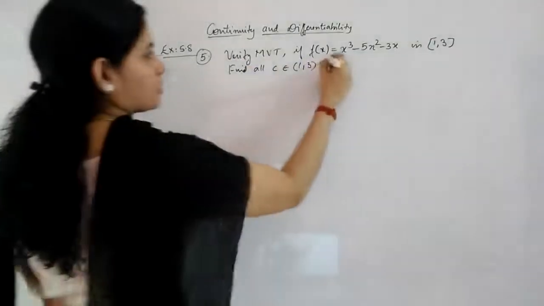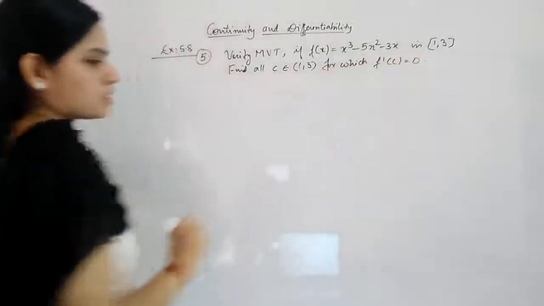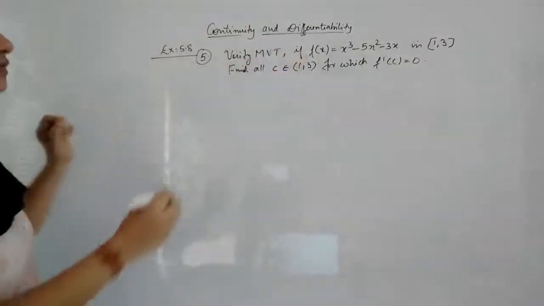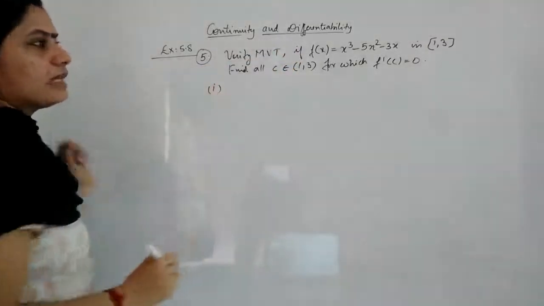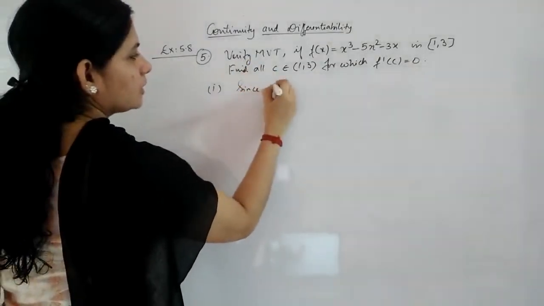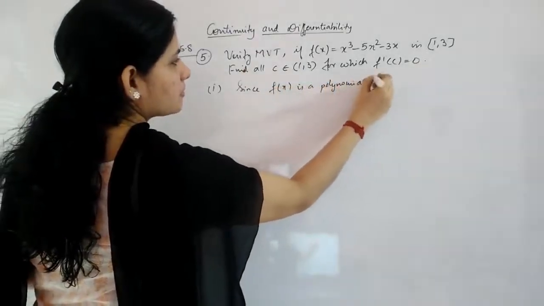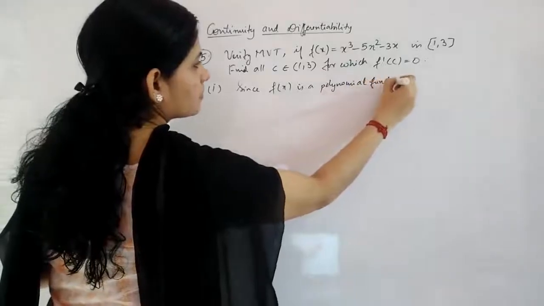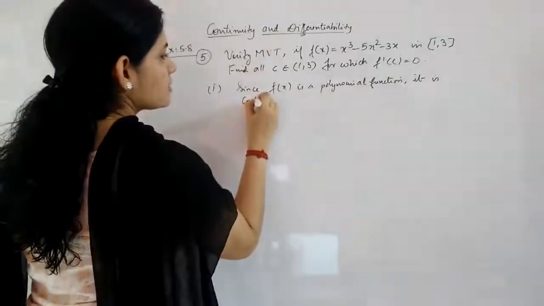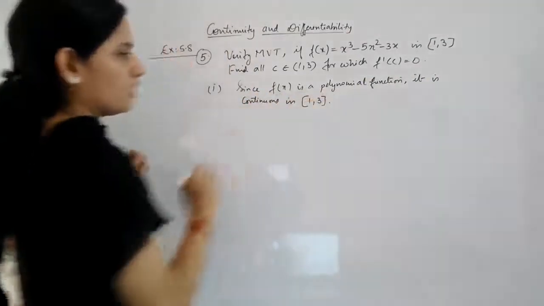for which f dash of c is equal to 0. Okay, so first what we need to do for the function, we have to say first point is whether it is continuous or not. So since f of x is a polynomial function, it is continuous. In which interval? It is continuous in the closed interval 1 comma 3.